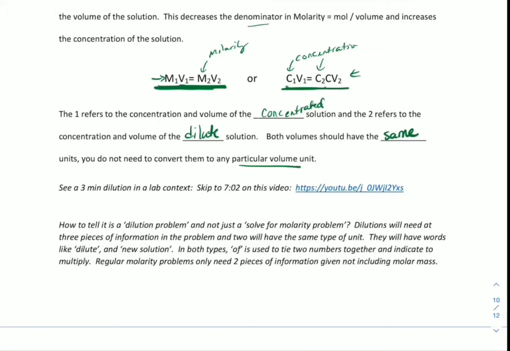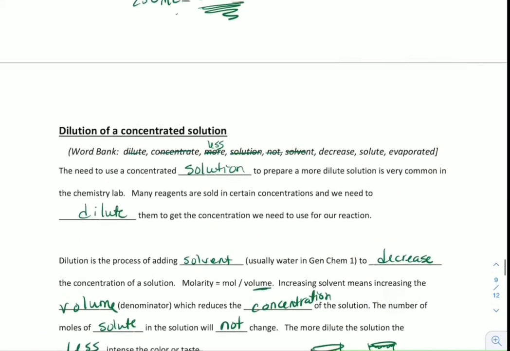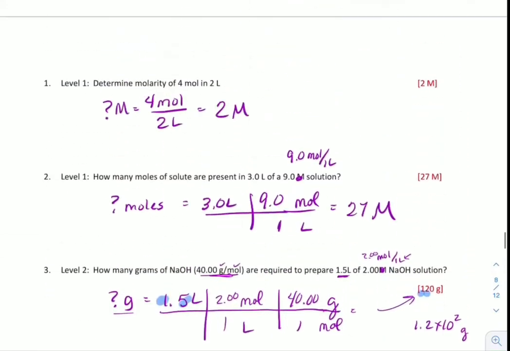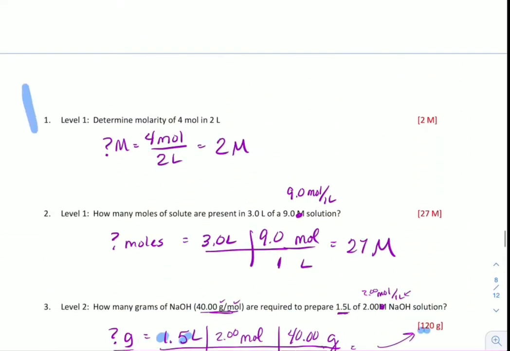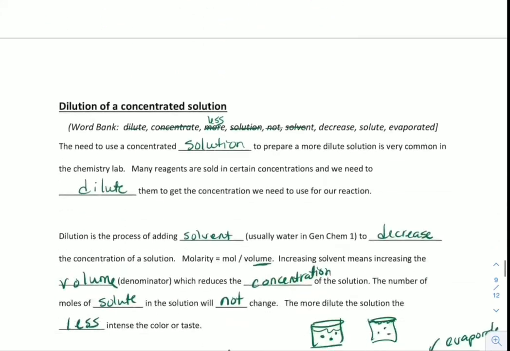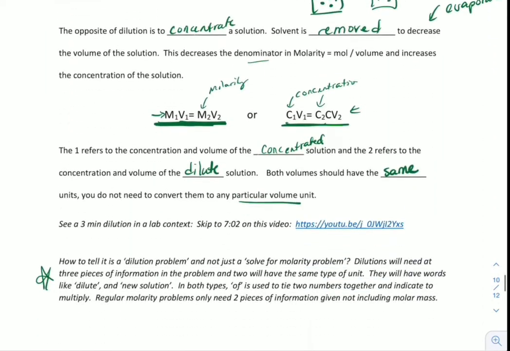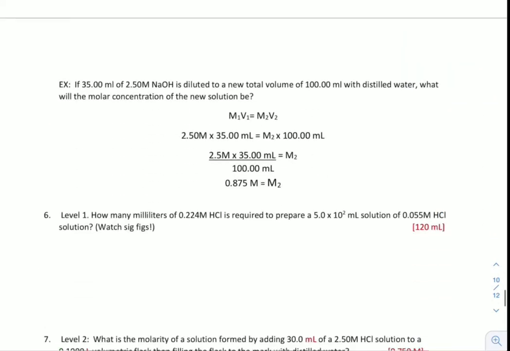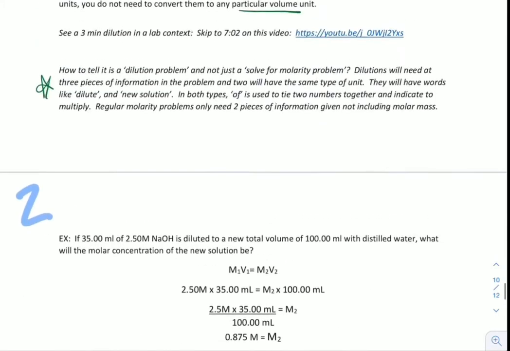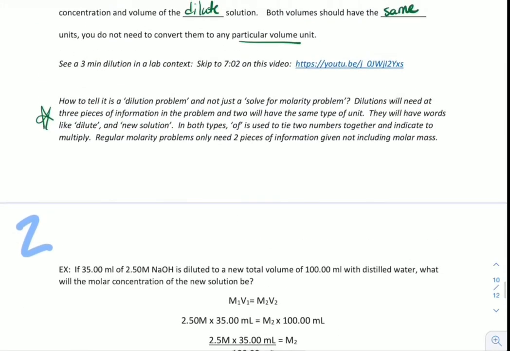Little pro tip, how to tell if it is a dilution problem, because this is our other equation. So notice earlier we had all the molarity where we just figured out molarity. So this is one type of problem. And then this over here, this is the second type of problem. So how to tell dilution and not just solve for molarity.